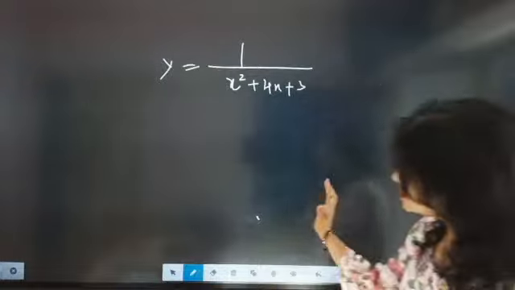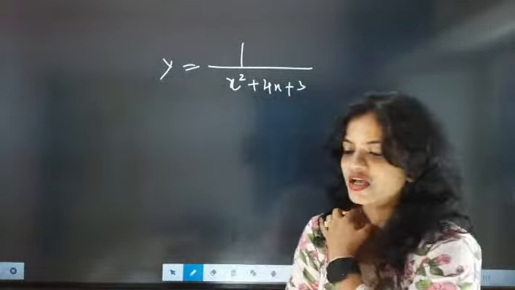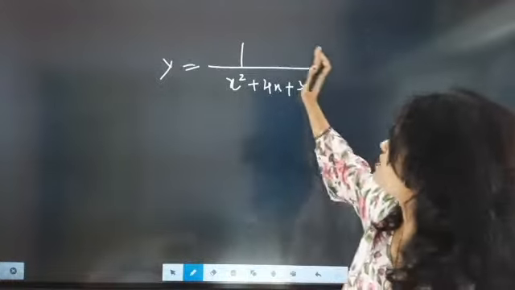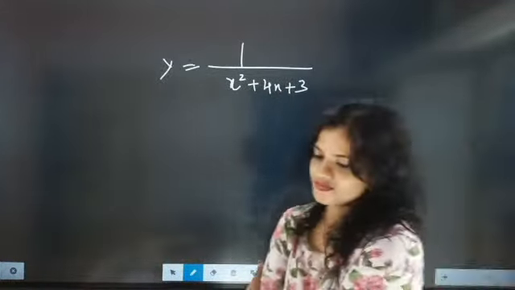Don't do it by first principle. Do it by normal differentiation. Do it by normal differentiation. Fight with this question: 1 by x square plus 4x plus 3.